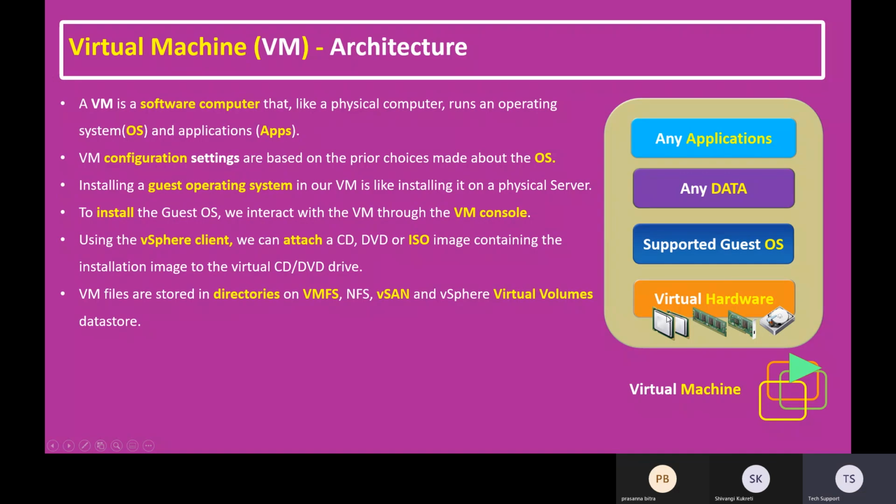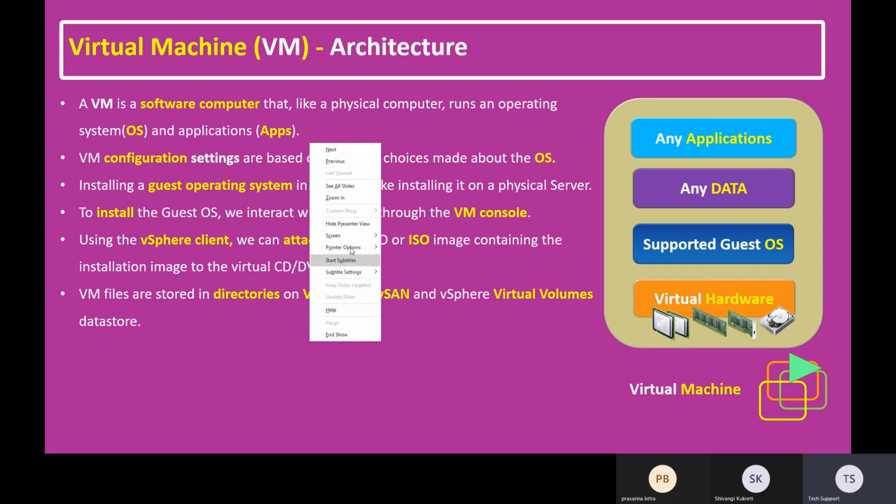Okay, so the main key components in our virtual hardware are CPU, virtual memory, virtual disk, and virtual NIC card. Okay, let's talk about some description points here. Virtual machine configuration settings are based on the prior choices made about the operating system. It's mainly for the operating system.